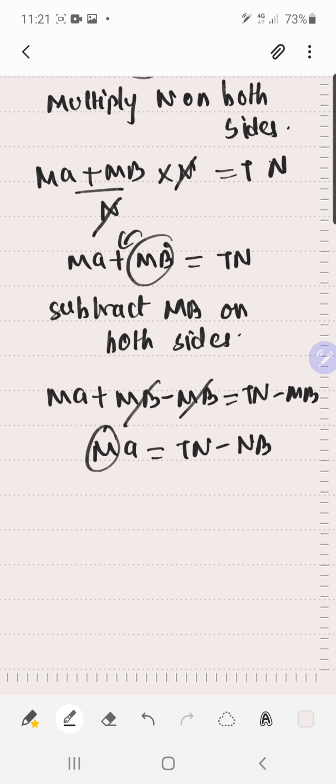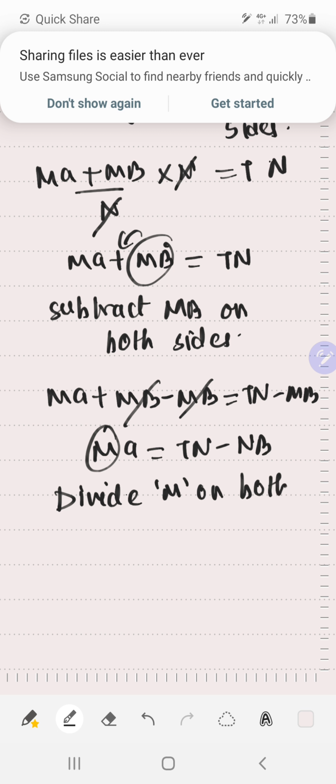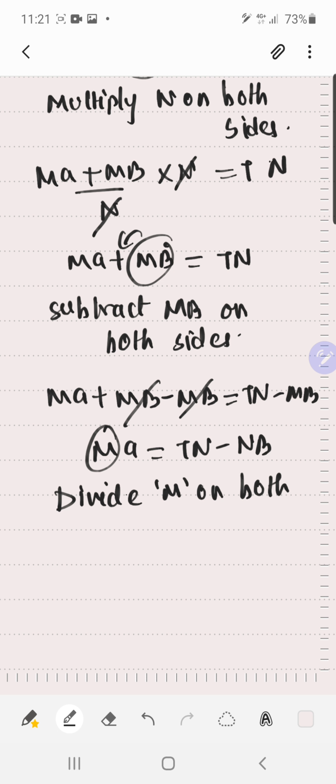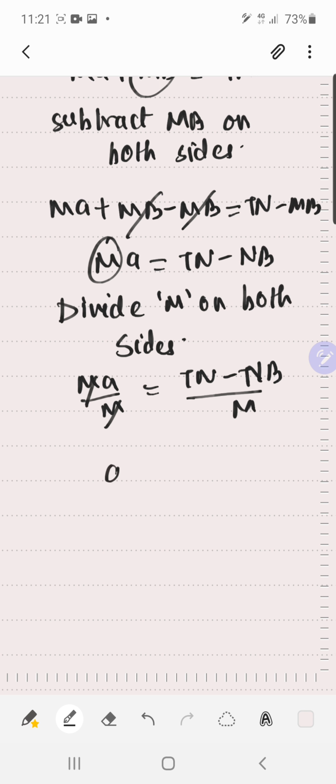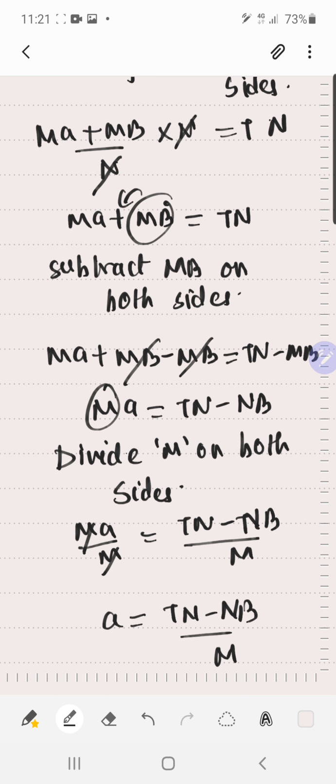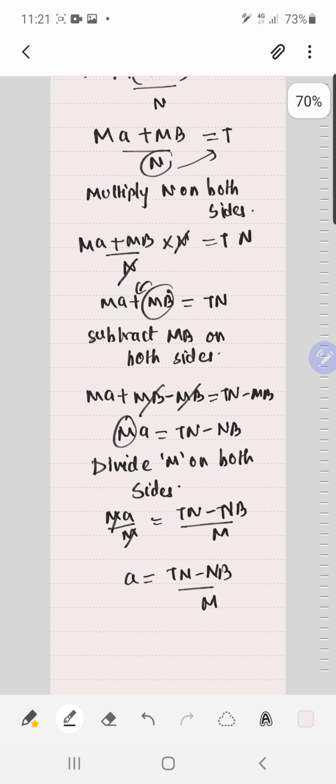Now what you have to do, you have to take this M from here. M is in multiplication. So how can you eliminate M? Divide by M on both sides. So it will be MA upon M is equal to Tn minus NB upon M. So the M is eliminated and your final answer is here. Is that clear? So that was your 4th. If you want to note it down.